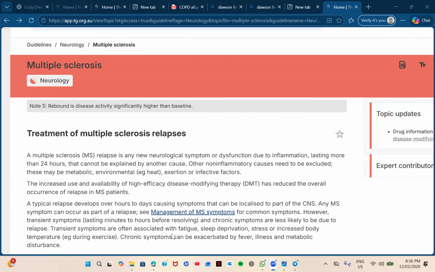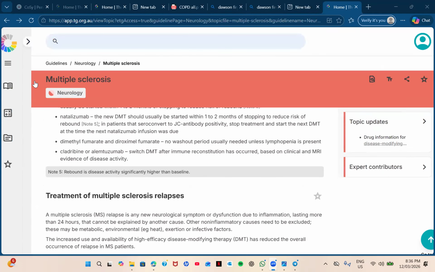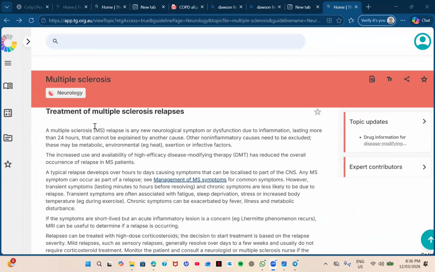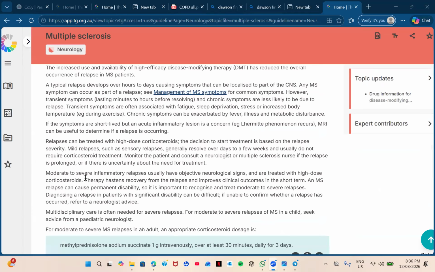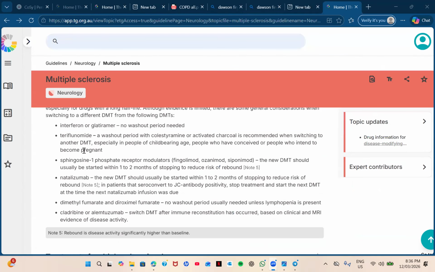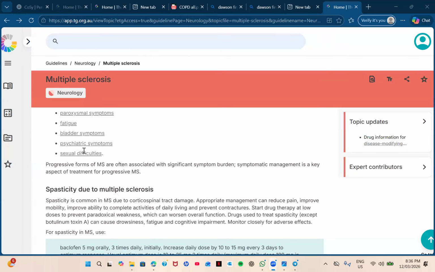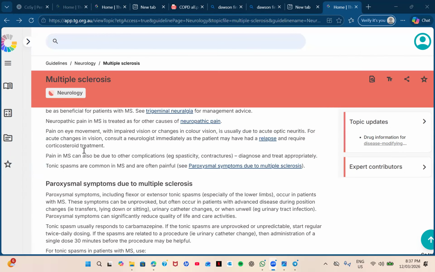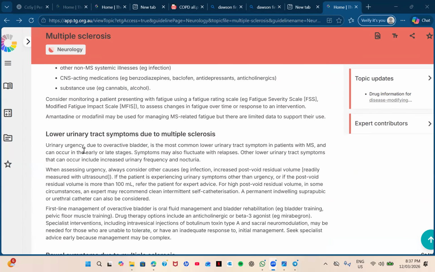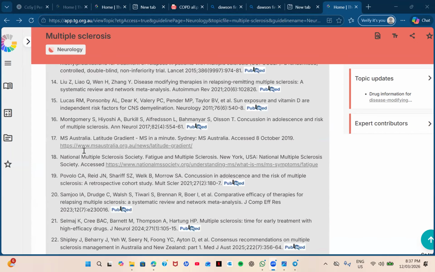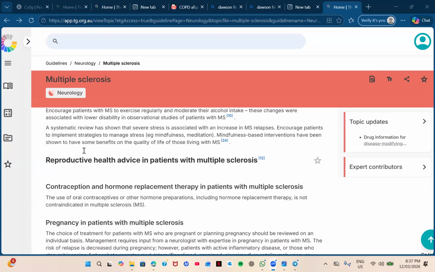Then what else? In mild cases, I think they have mentioned something as well. One minute, there's a mention about acute relapses again here, because you need to know about that part as well. I think they have changed it.